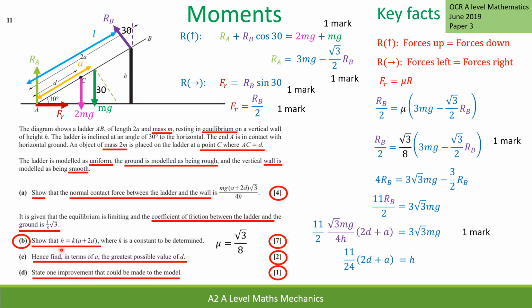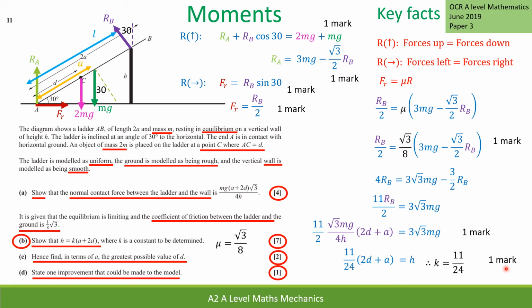The question says show that h is equal to k times by a plus 2d. So my value of k is this constant at the front, which is 11 over 24. And you must state that k is equal to 11 over 24 for your last and 7th mark. So this was 7 marks in the exam.